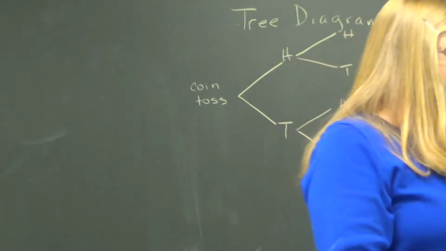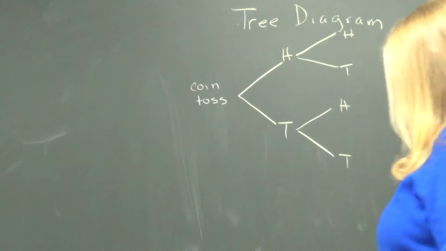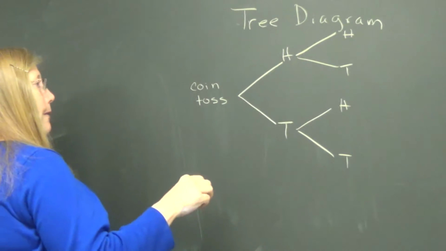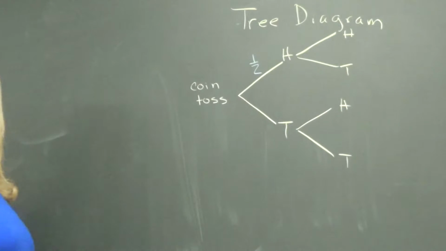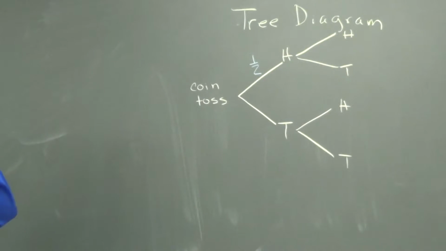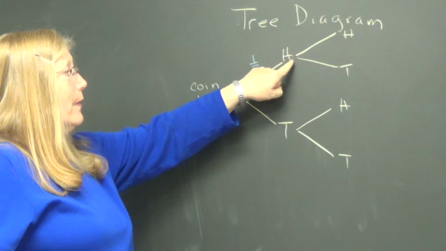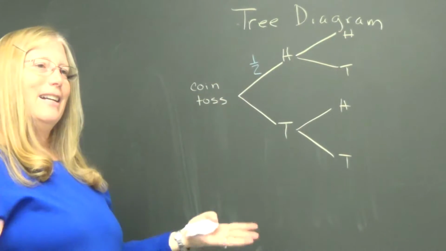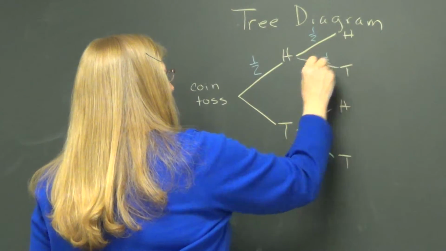A tree diagram is not finished until you put in the probabilities. So what's the probability on the first toss of tossing a head? We've said this a million times, so that's 1/2. And on the second toss, if your first toss was a head, what's the probability your next toss will be a head? They don't affect one another, so it's 1/2. So all of these are 1/2s.